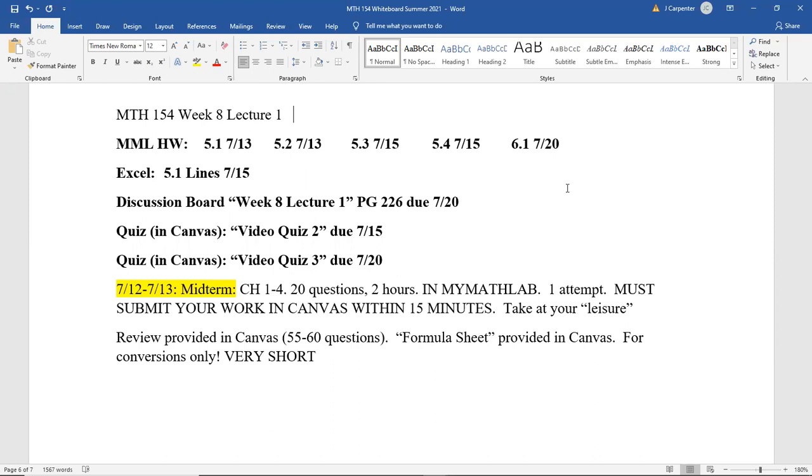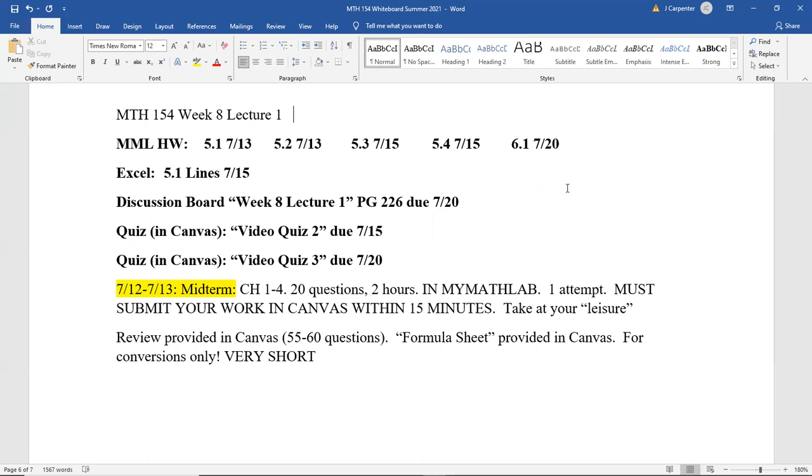So midterm, one of those dates is already passed. If this is news to you, that's kind of terrifying. Reminder that you should be watching all of our classes. But Monday and Tuesday, 12th and 13th, Monday's already gone. Today's the 13th. 4 chapters with material, 20 questions, 2 hours in my math lab, 1 attempt. Make sure you submit your work in Canvas within 15 minutes. I did make that available super early yesterday morning, but you can take that up to any point until 11:59 p.m. tonight. That is when the submissions will shut out.